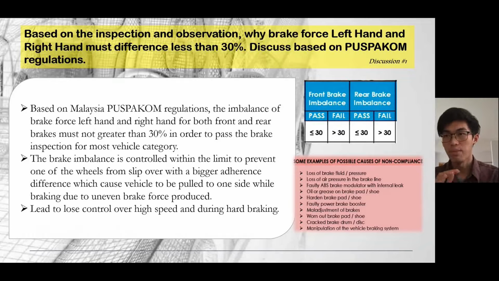So let's say the brake imbalance is greater than 30%. There are some possible causes, such as loss of brake fluid, loss of air pressure, oil or grease on the brake pad, a faulty booster, hardened brake pads, or adjustment, worn out, cracked parts, and manipulations of the vehicle braking system. The brake imbalance is controlled within the limit to prevent one of the wheels from slipping over with a bigger adherence difference, which causes the vehicle to be pulled to one side while braking due to uneven brake force produced. This could lead to the vehicle losing control at high speed and during hard braking.